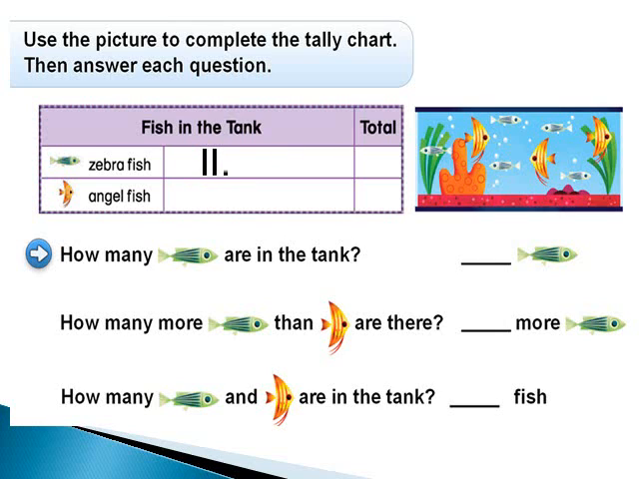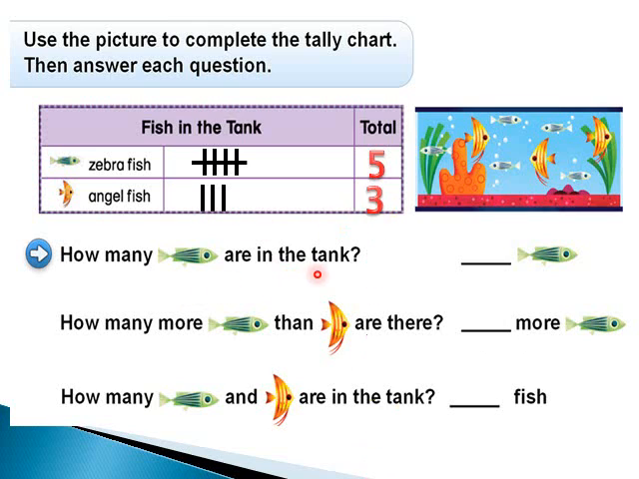The third fish, another tally mark. This fish, a tally mark. And this fish, a tally mark. So I will close the bundle. So how many zebra fish? I have a bundle. This bundle is 5 fish. So I have 5 zebra fish. How many angel fish? This tally mark is for this fish. The second fish, another tally mark. The third fish, another tally mark. So how many angel fish? 1, 2, 3. So I have 3.